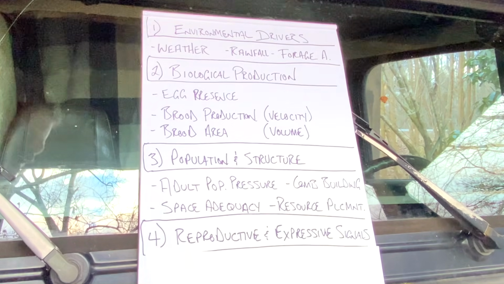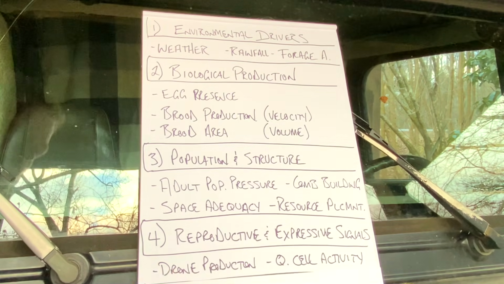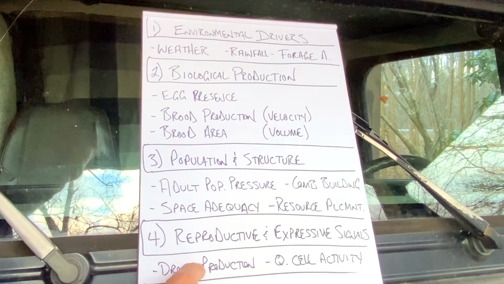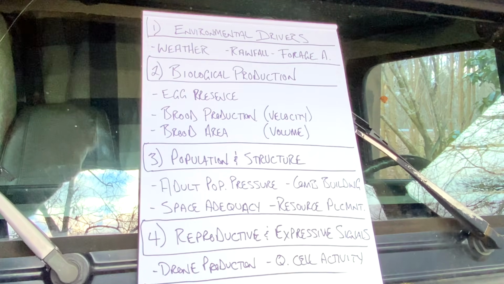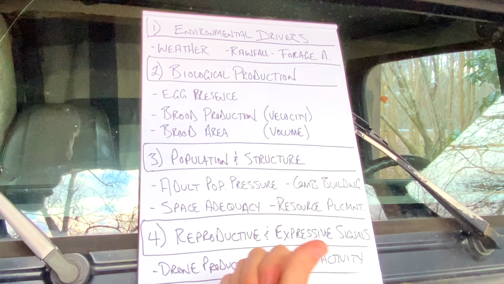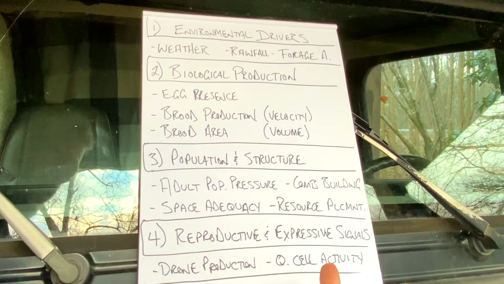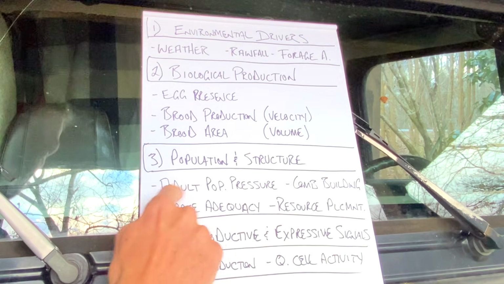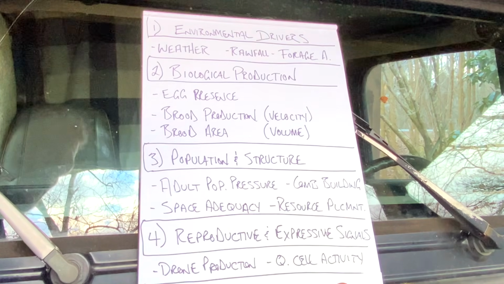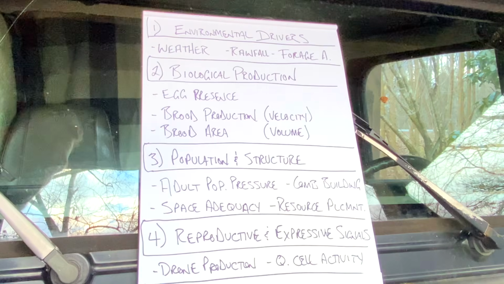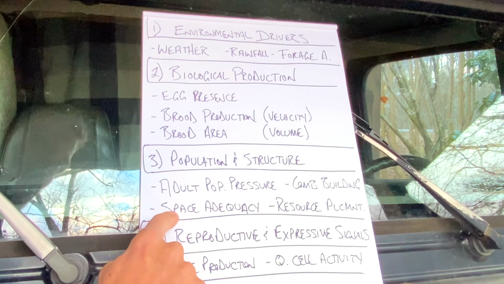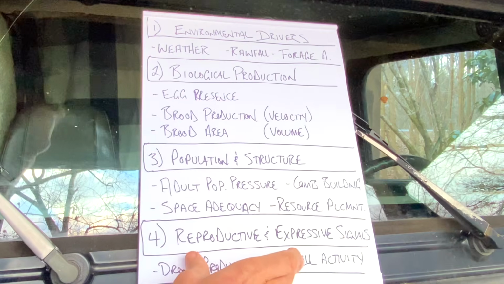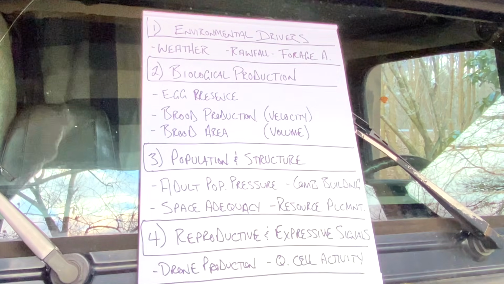So these things are going to lead to how they produce drones. And it's going to also express their queen cell activity, whether there's no queen cells because they're happy with their queen, supersedure cells because they need to replace her, or if there's queen cells because their adult population pressure is high, they placed all their resources above, and they're now out of room because they don't have adequate space. And so everything down here is affected by everything up there.